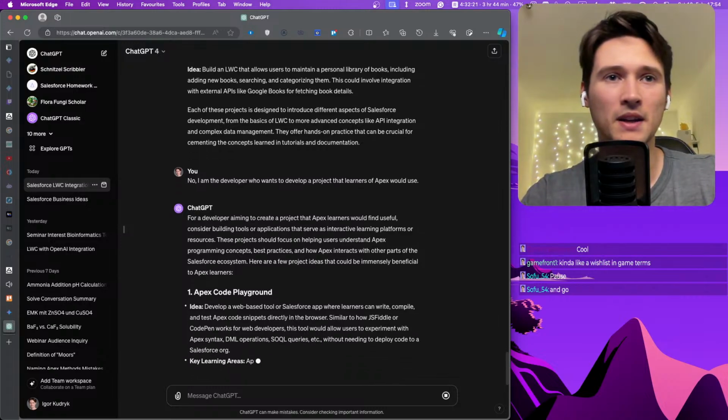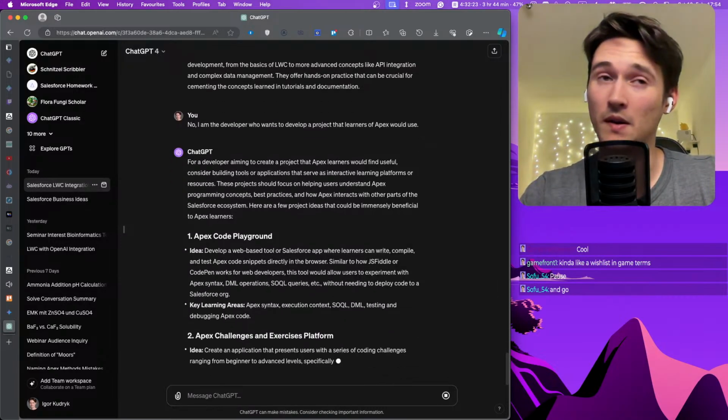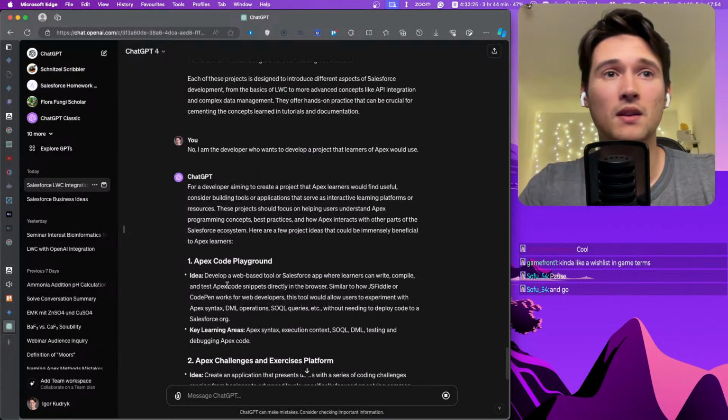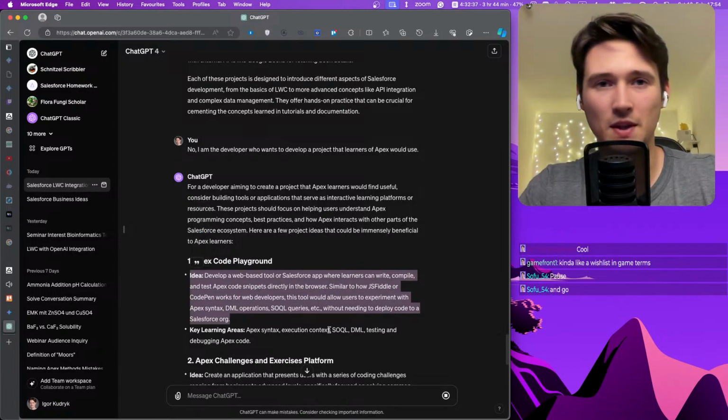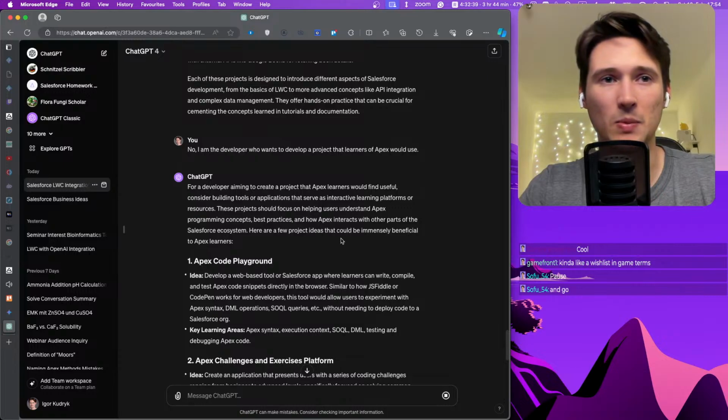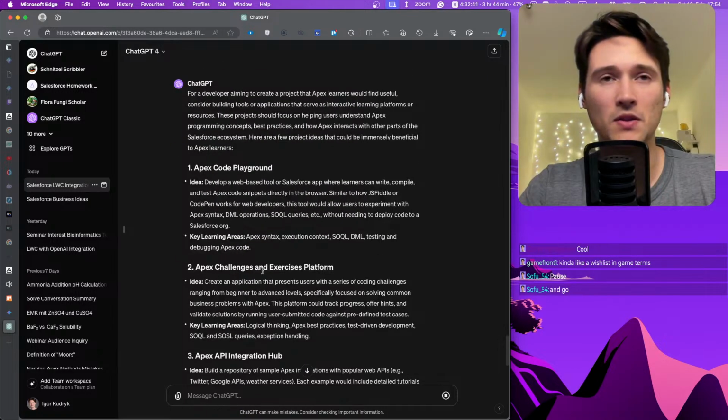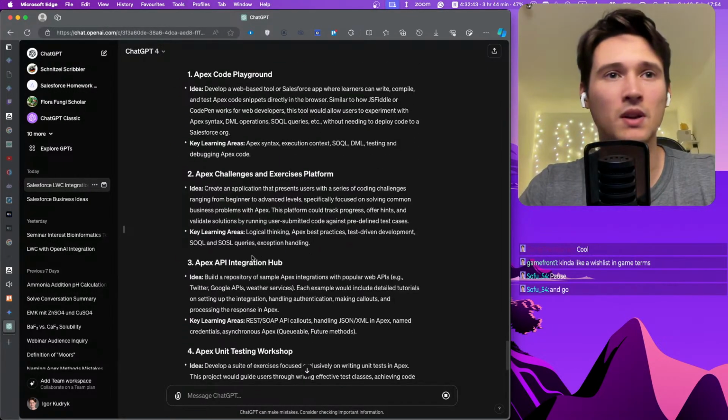Apex Code Playground. Interesting. Develop a web-based tool for Salesforce app where learners can write, compile, similar to just JS Fiddle. What is JS Fiddle? Or CodePen? Okay, so basically what they say is just replicate the developer console. Nope. Apex challenges and access platform. No. I already have it.